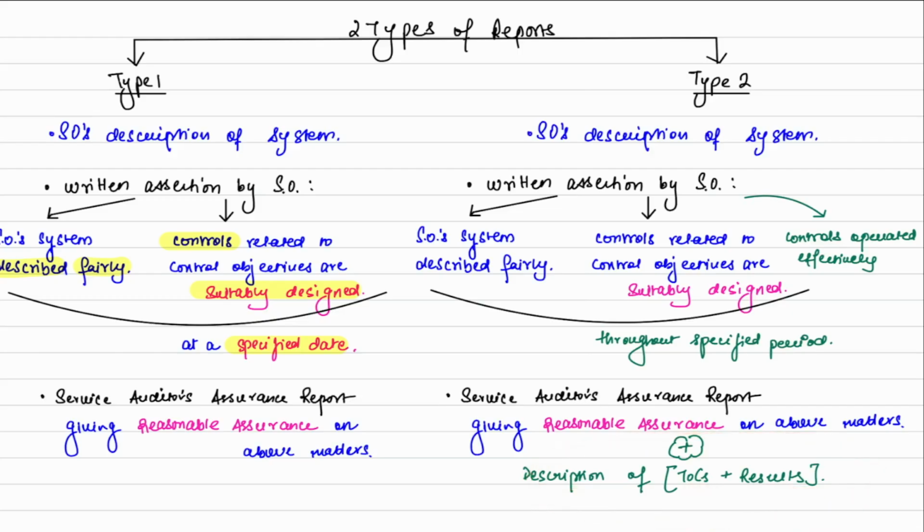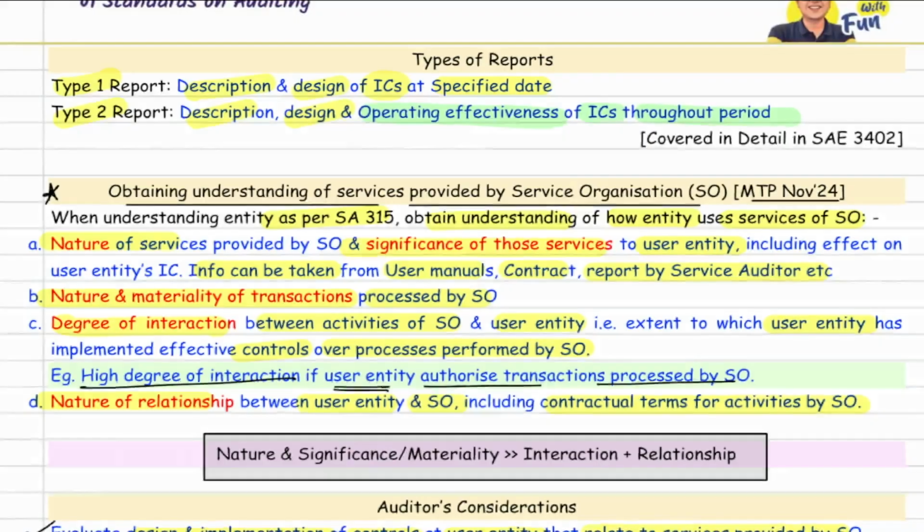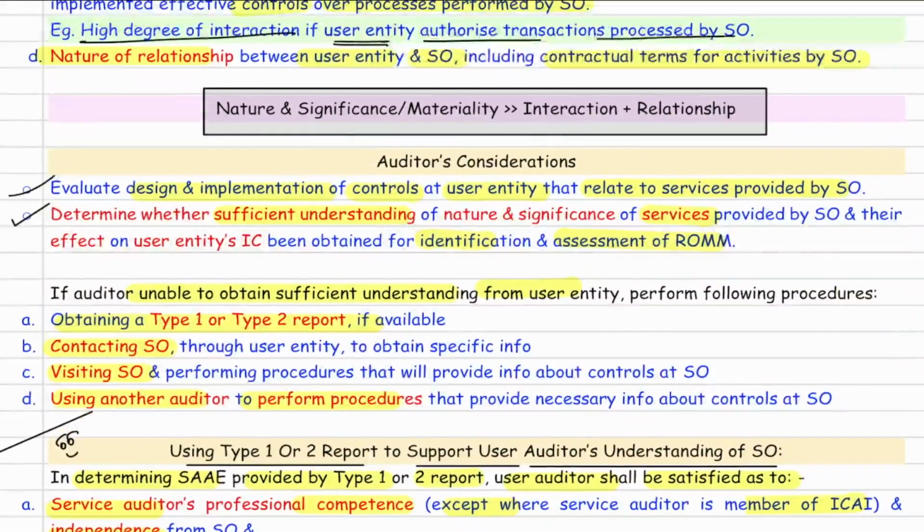Yes, sir. These are crystal clear. So, Baba, till now, we have covered this topic.